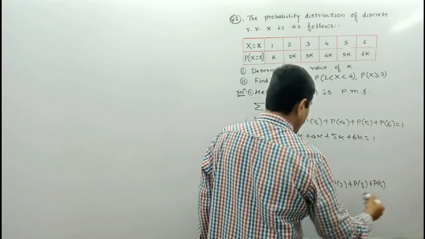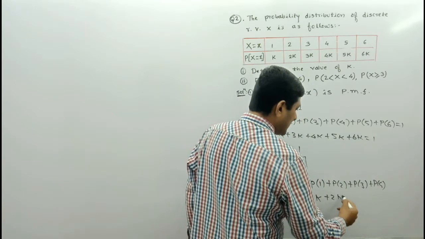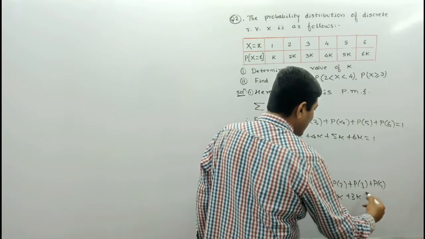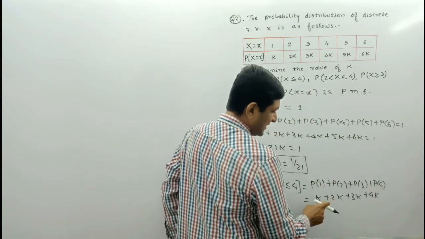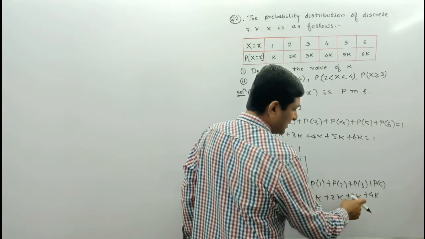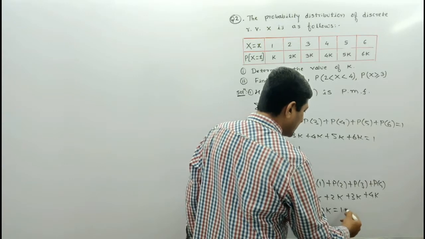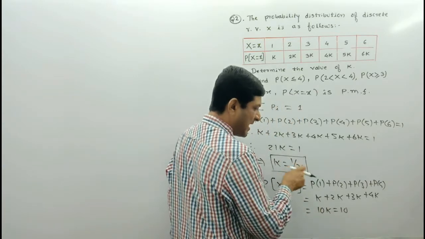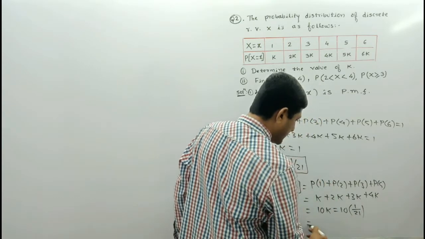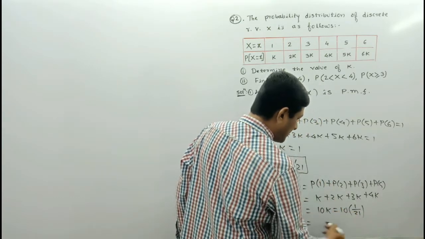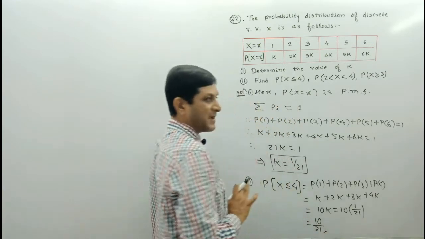Now substitute the values. So P of 1 is equal to K, P of 2 is equal to 2K, P of 3 is equal to 3K, and P of 4 is equal to 4K. If we collect all the terms of K, K plus 2K is 3K, 3 plus 3 is 6, 6 plus 4 is 10, 10K. So which is equal to 10, keep it as it is. I am replacing K by its value 1 by 21. 10 into 1 will be 10, 10 upon 21. So 10 upon 21 will be our required value.